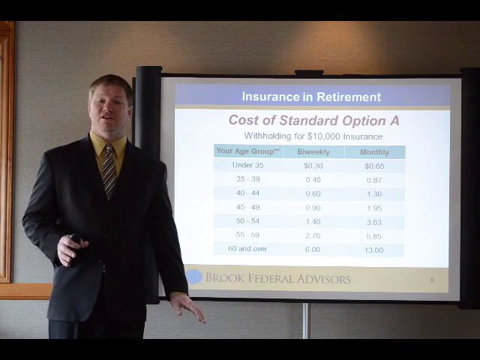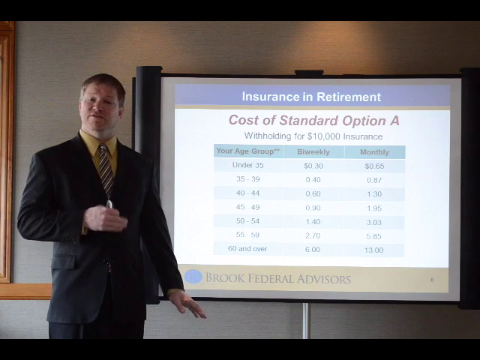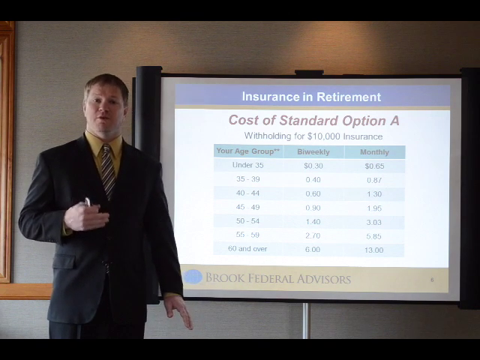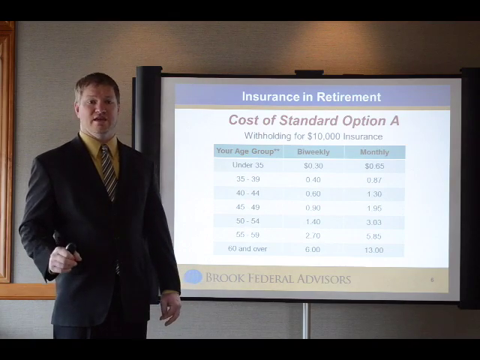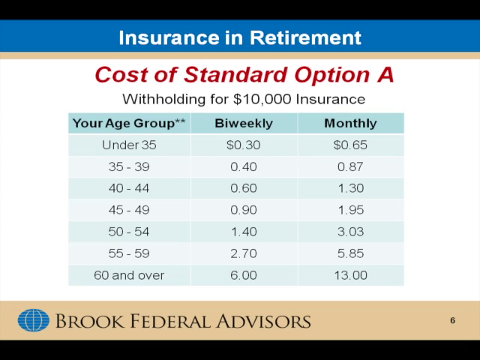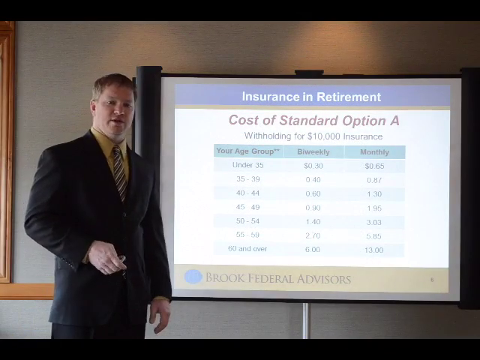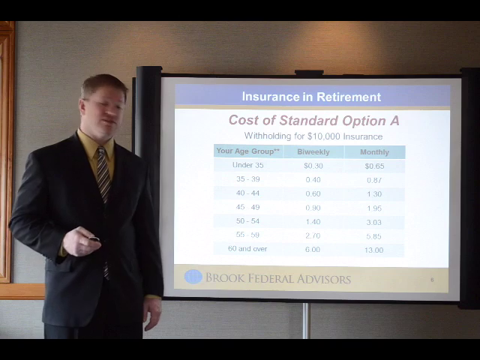Next, we're going to take a little look at the cost. We briefly discussed the 15 cents per thousand per pay period for the basic, but now we're going to take a look at the cost of the option A. As you can see here, this is going to vary based on your age group. You can see that the cost goes up from 30 cents a paycheck for the younger employees up to almost double that at 40, and more than triple that again by 50. So you can see that in each of those 5-year increments, that cost does go up rather significantly in some cases.